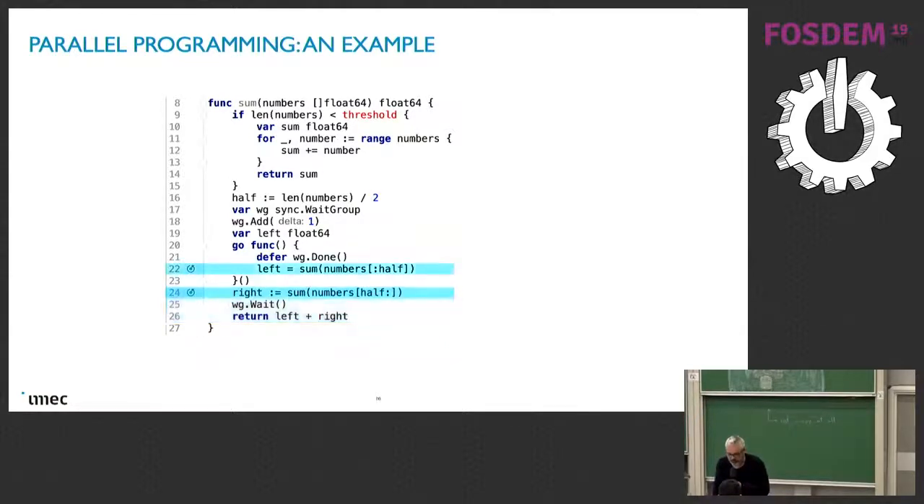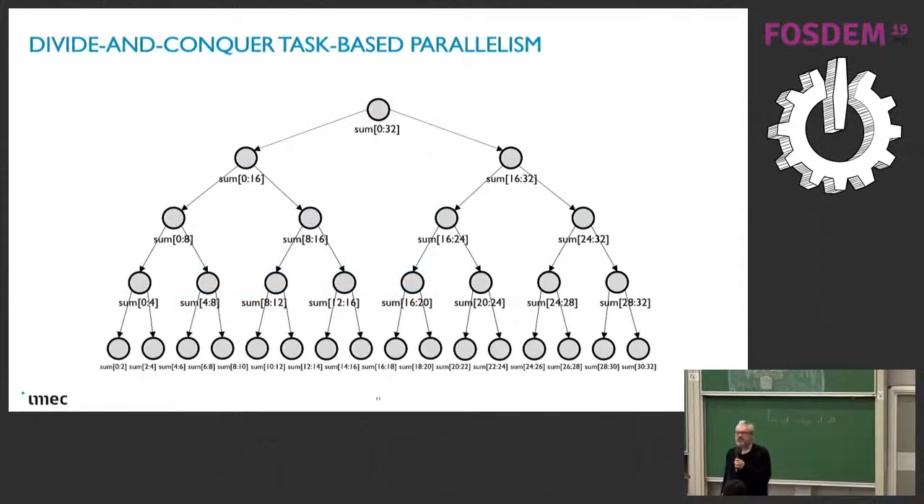What's important to realize here is that we have two recursive calls to the sum function itself. So in every recursive call, we do the same thing again. Is this now below the threshold? Then we just do the sequential version. If it's not below the threshold, we split it up in two halves again. This creates a task tree. This is what the notion of divide and conquer task parallelism means.